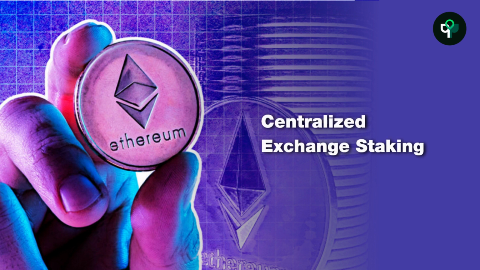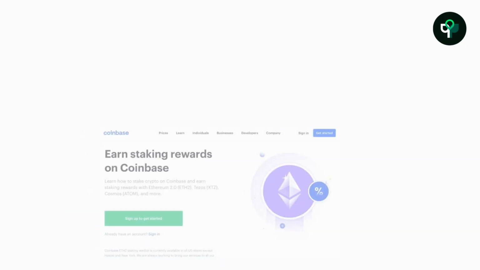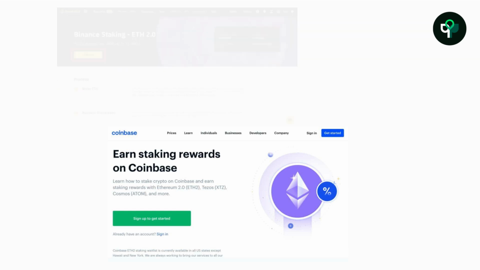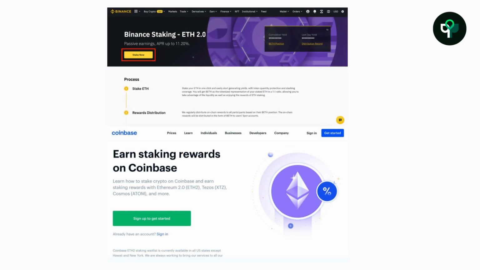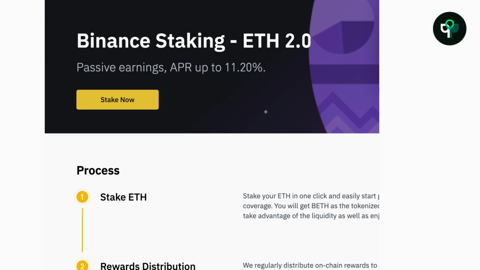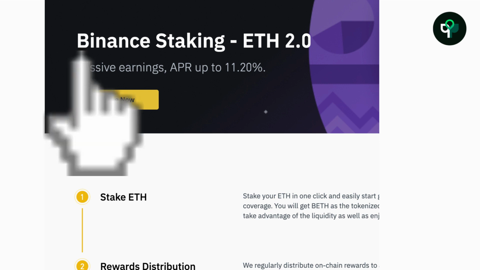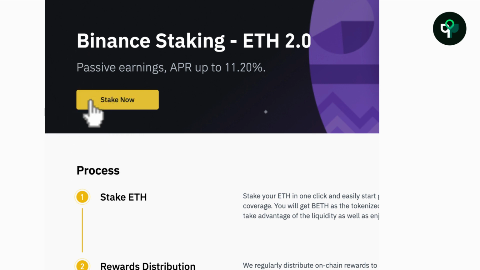The second method is centralized exchange staking. Centralized exchange staking refers to staking ETH through centralized exchanges such as Binance and Coinbase. The benefits of staking through centralized exchanges are clear, with the process being simple and not requiring technical knowledge, such as downloading the blockchain or maintaining a node. Additionally, you don't need as much ETH as you would for solo staking, which is more flexible.